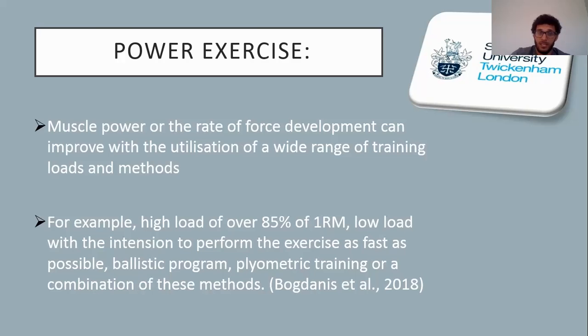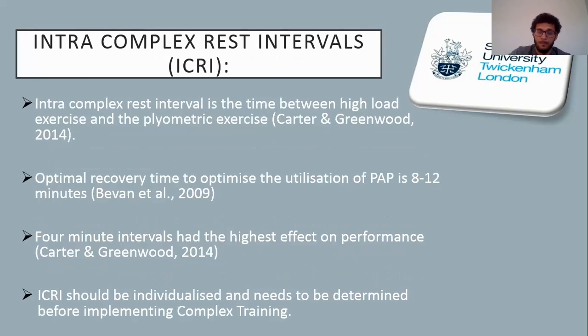And this leads us to the following key point, which is the intra-complex rest interval. So what is the intra-complex rest interval? A review paper by Carter and Greenwood 2014 described it as the time between the high load exercise and the plyometric or the power exercise. The same paper reported that optimal time needed between strength and power exercise during complex training was around 4 minutes.